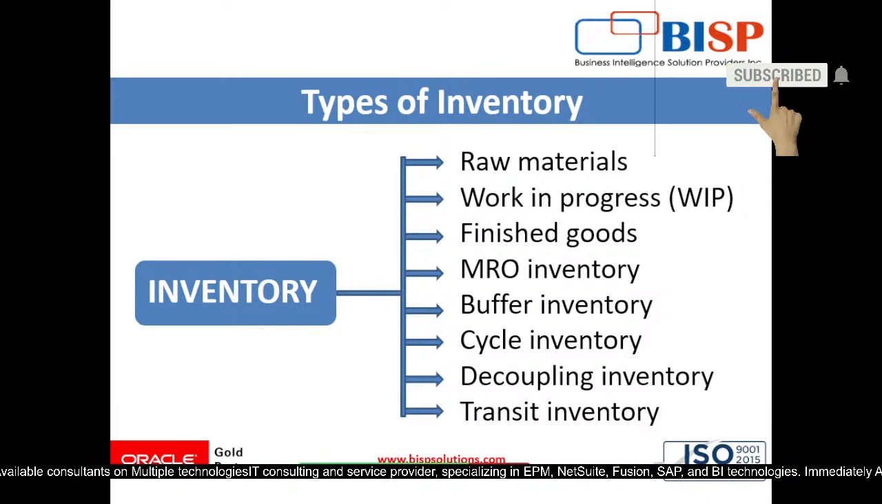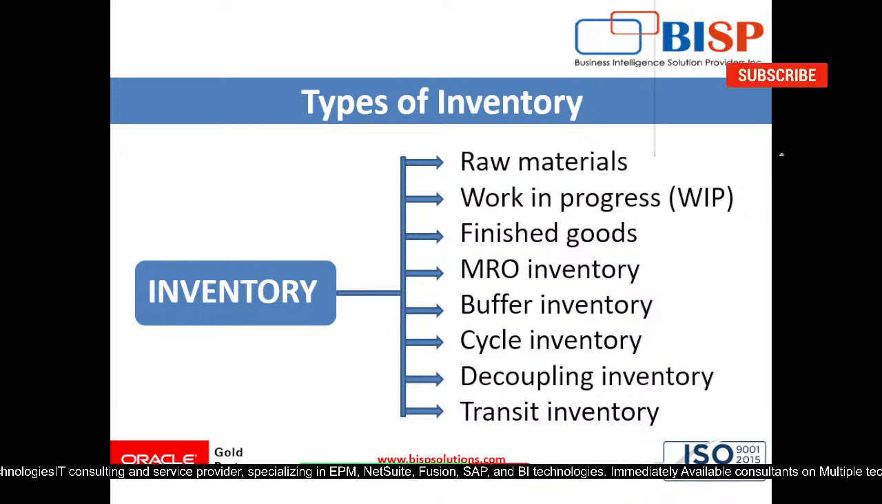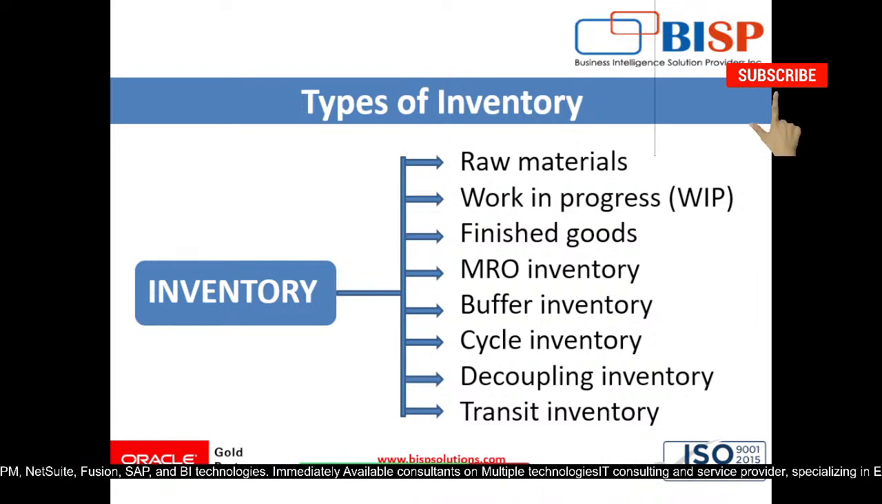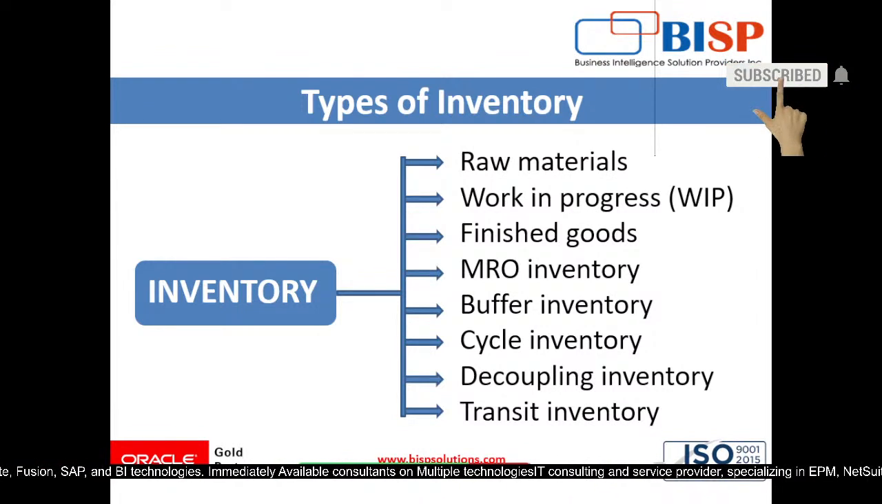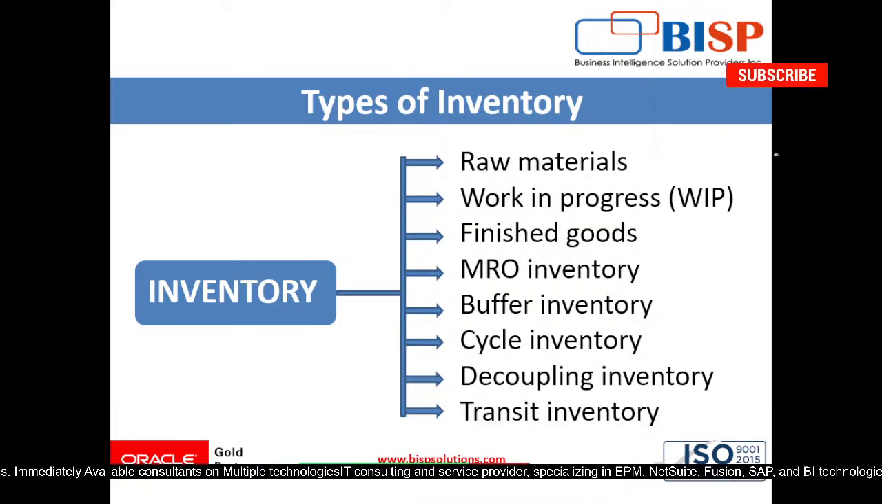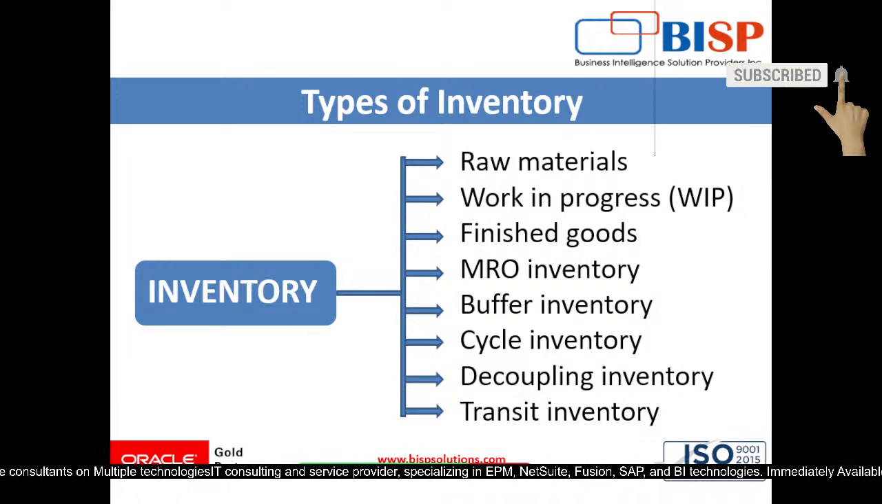For example, in a cookies manufacturing company, after the raw material has been processed and the cookies have been molded, they go for the quality check. Before they are passed for final packing, all the cookies which are waiting for the quality check are considered as work in progress. In simple words, the work in progress category consists of all the items that have been processed but are not yet ready for sale.